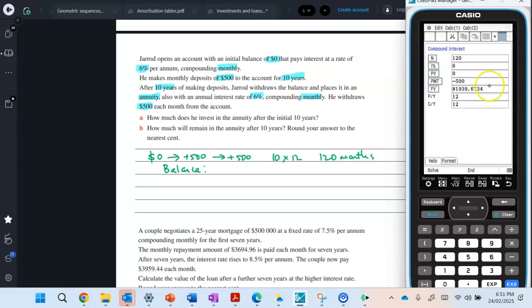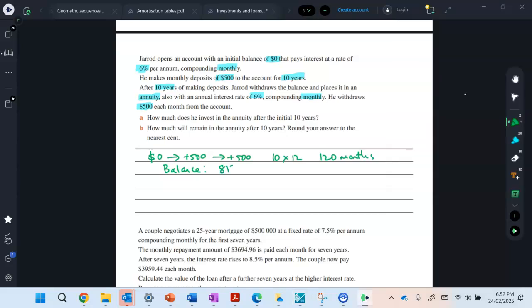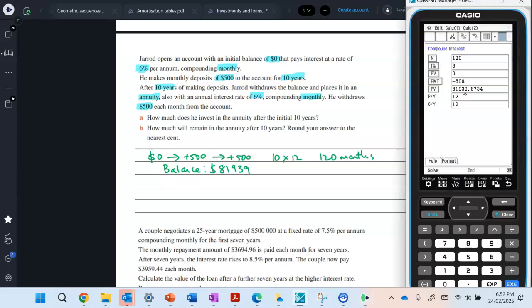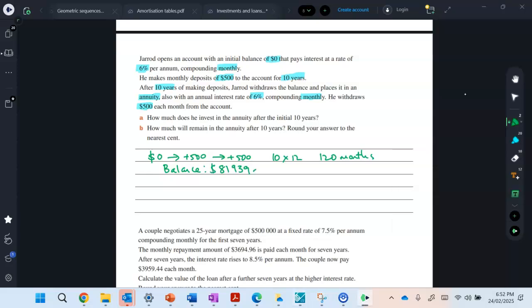So remember, he's putting in $500 a month. After 10 years, which is a pretty long time, he's done this 120 times, he gets this number. 81,939, so 81939. I think I should put the 9 there first, 939.67. All right, so that's how much he has after that 10 years of making that investment.